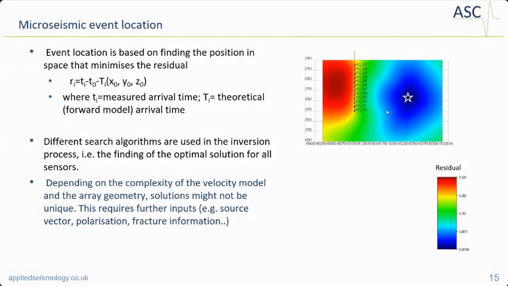It just searches across our volume, finds the difference between what would be the theoretical and what would be the observed travel times, and whatever gives us the optimal location, that will be the solution. And of course, this relies heavily on having a good geometry and a good number of sensors. Otherwise, our solution has the risk of not being unique or not being well determined.